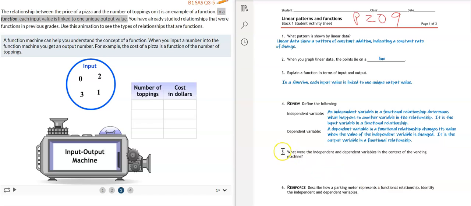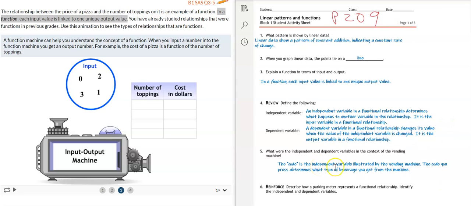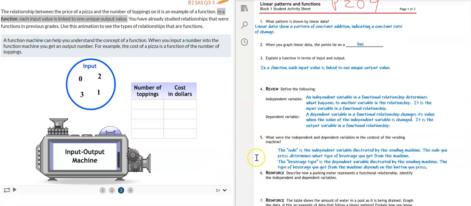Okay? Now, question number 5 asks, what were the independent and dependent variables in the context of the vending machine? Well, we have an answer for that. The code is the independent variable illustrated by the vending machine. The code that you press determines what type of beverage you get from the machine. And the beverage type is the dependent variable illustrated by the vending machine. The type of beverage you get from the machine depends on the button that you press for the particular code.